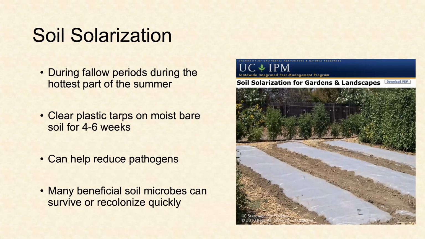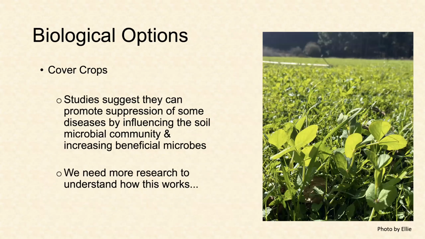Soil solarization is an interesting one. So this means, during fallow periods in the hottest part of the summer, putting clear plastic tarp on moist, bare soil for 4 to 6 weeks. So this can help reduce pathogens to some degree. And in general, many beneficial soil microbes can survive or bounce back pretty quickly. So this is an interesting one. I think it's worth trying out, especially just starting in a small area first and seeing how it goes, I think could be helpful. So some biological options, cover crops.